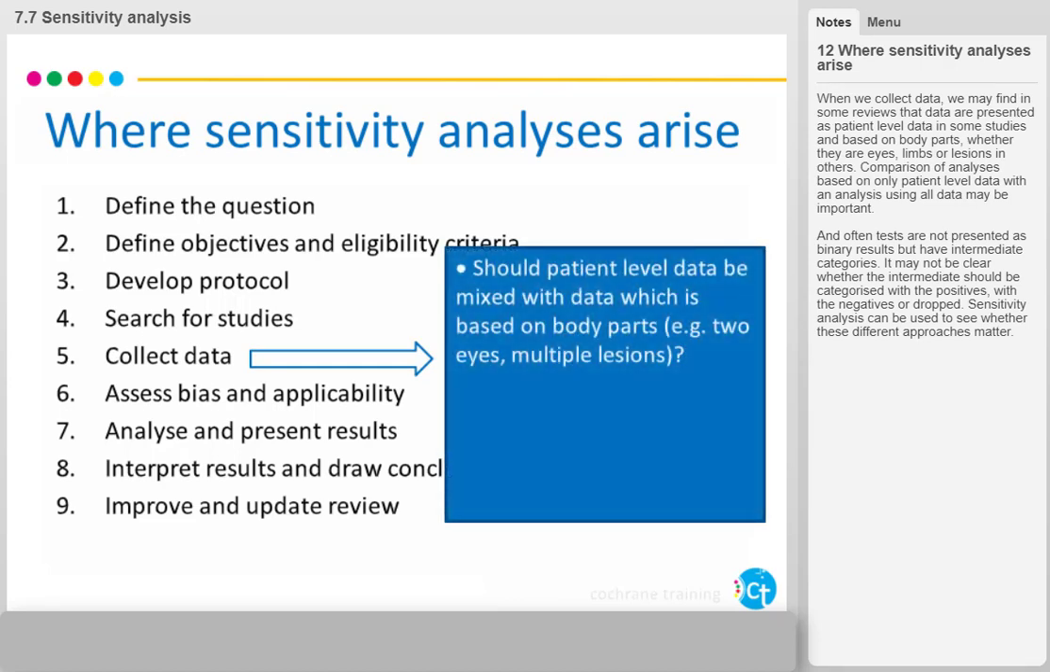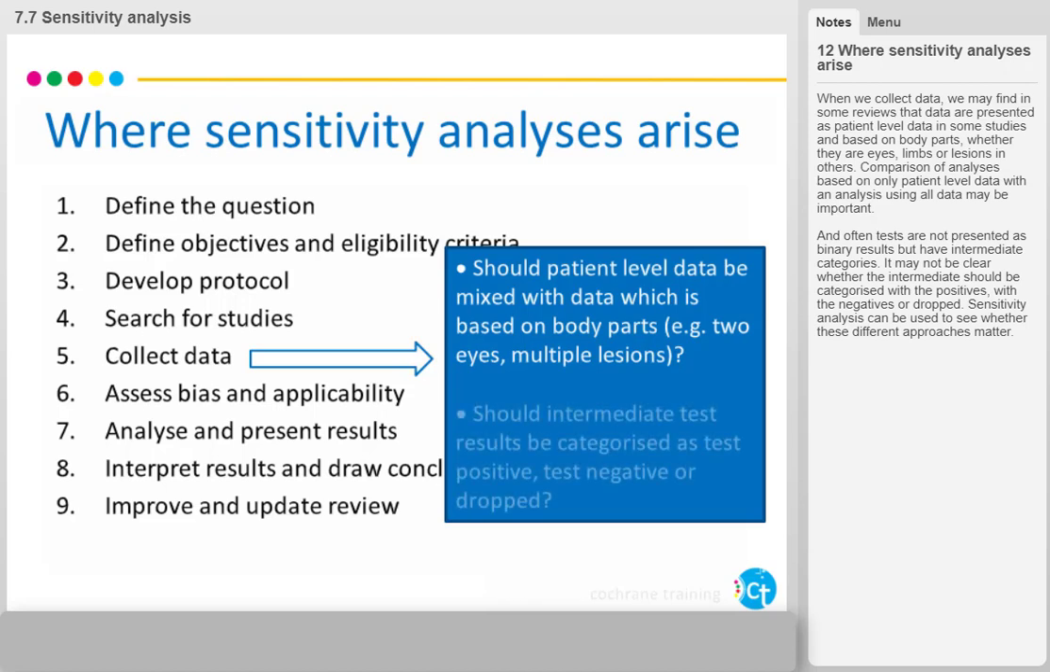When we collect data, we may find in some reviews that data are presented as patient-level data in some studies and based on body parts, whether they are eyes, limbs or lesions, in others. Comparison of analyses based on only patient-level data with an analysis using all data may be important.